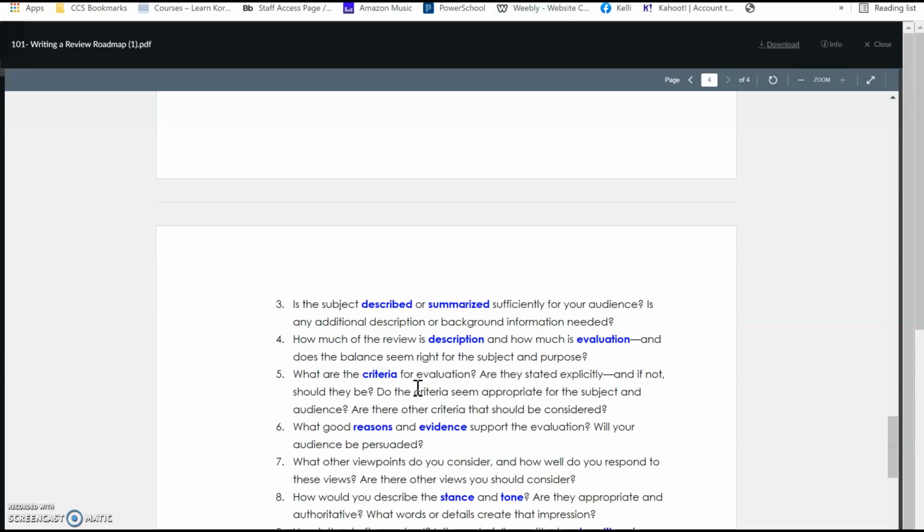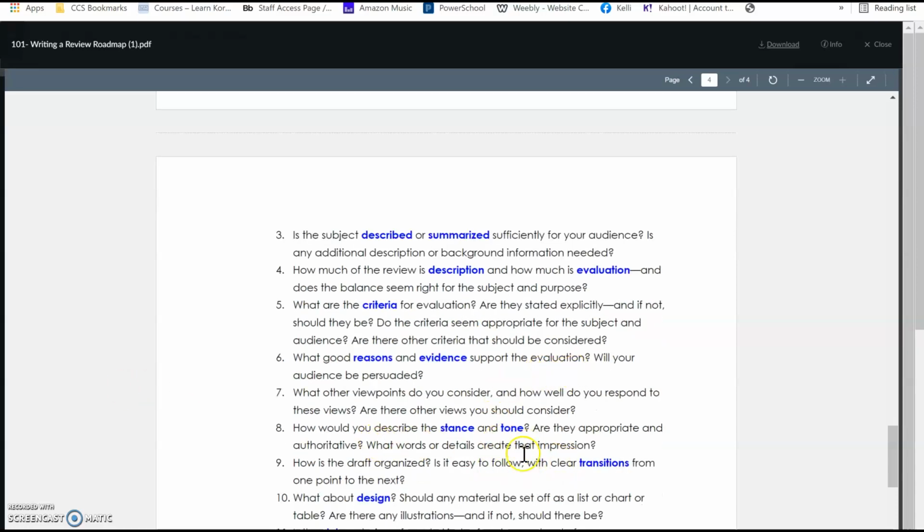What good reasons and evidence support your evaluation? Will your audience be persuaded? And not persuaded to take action, but you always want to leave it as though they could go and take action if they chose to after reading. Do they have the information that they need, the evidence, the reasoning to be able to do that? What other viewpoints did you consider, and how well did you respond to those views? Are there any other views you should consider? How would you describe your stance and tone? Are they appropriate and authoritative? What words or details create that impression?